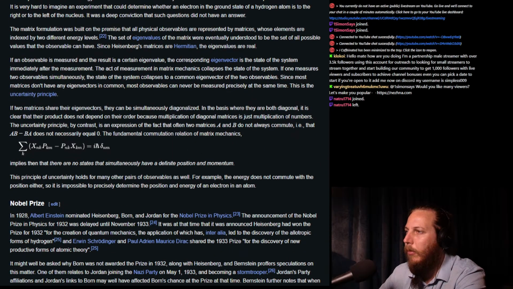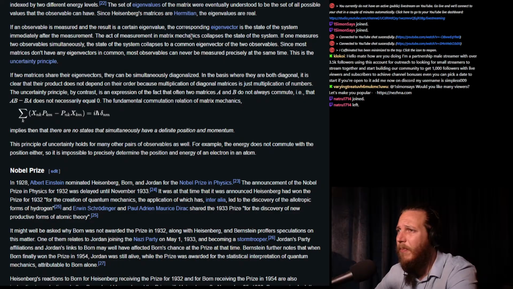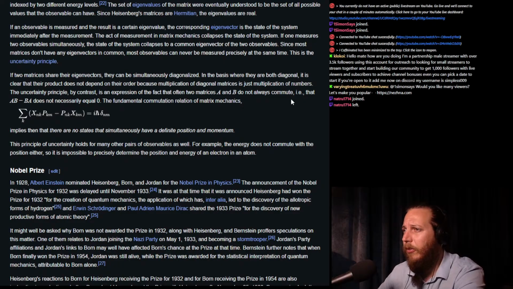In the basis where they are both diagonal, it is clear that their product does not depend on their order, because multiplication of diagonal matrices is just multiplication of numbers. The uncertainty principle, by contrast, is an expression of the fact that often two matrices A and B do not commute, i.e. that AB minus BA does not necessarily equal 0. That's a really complicated one.